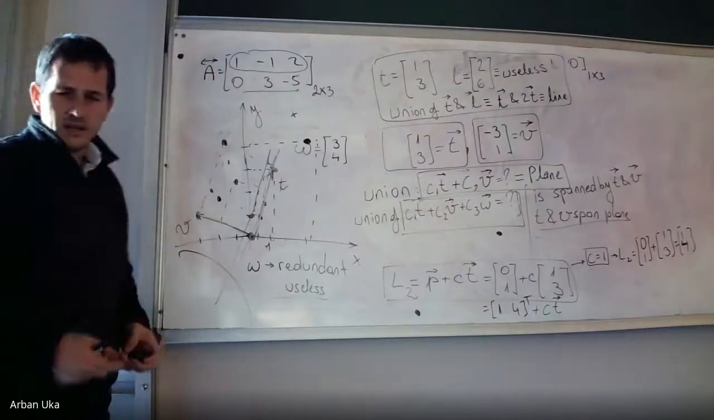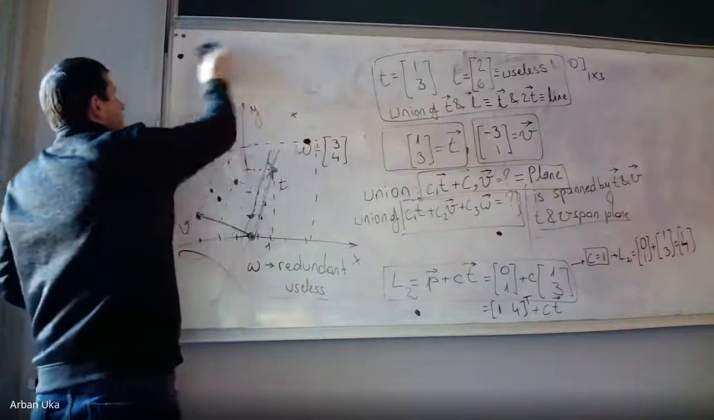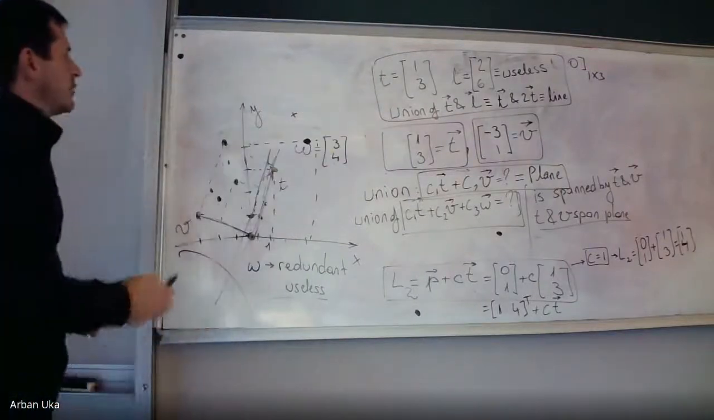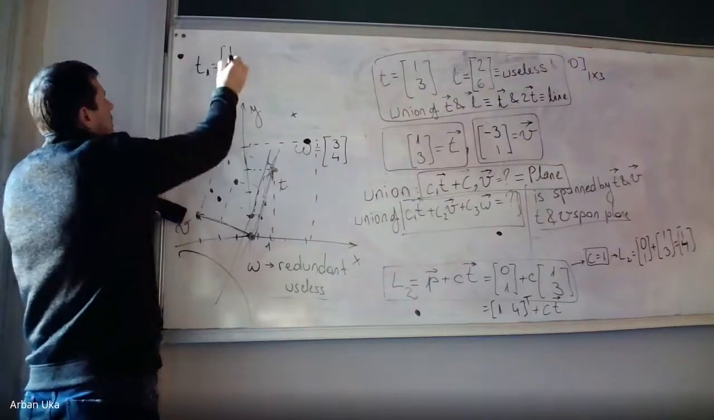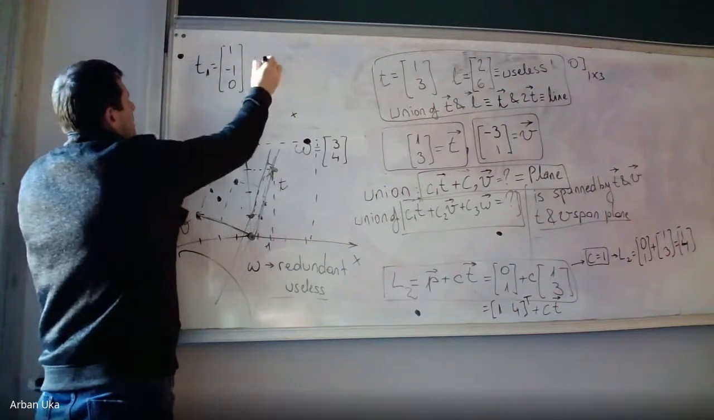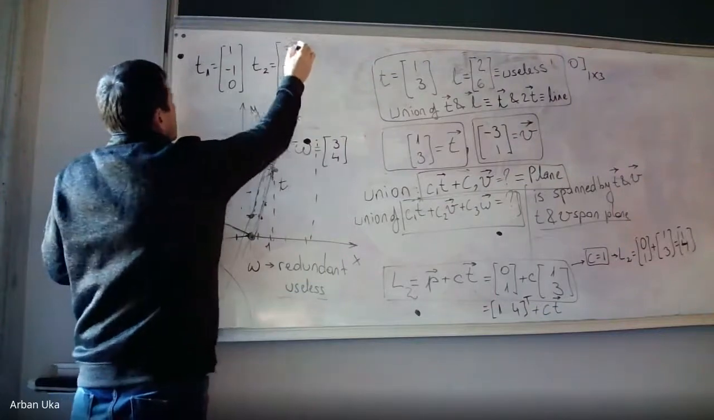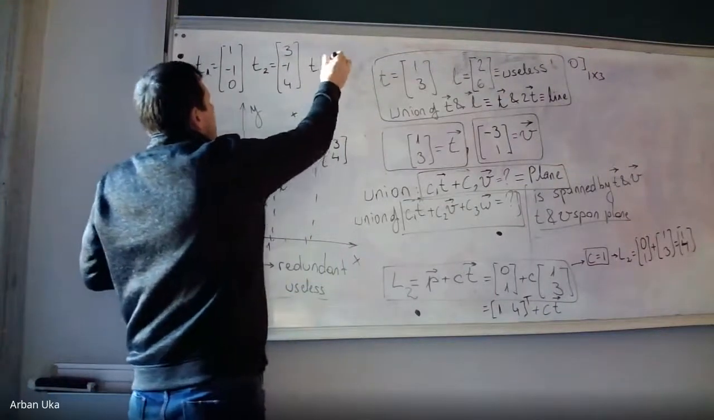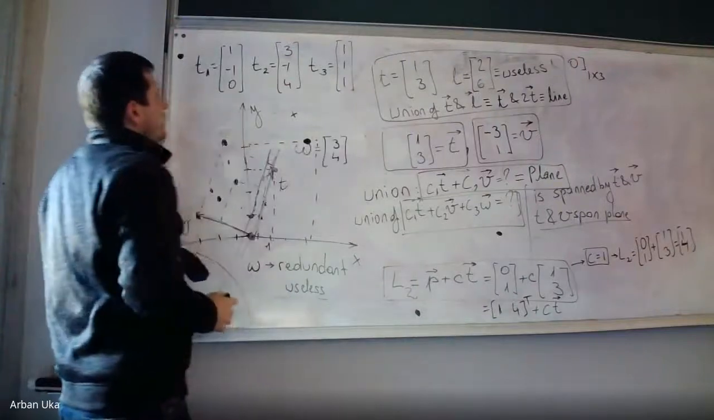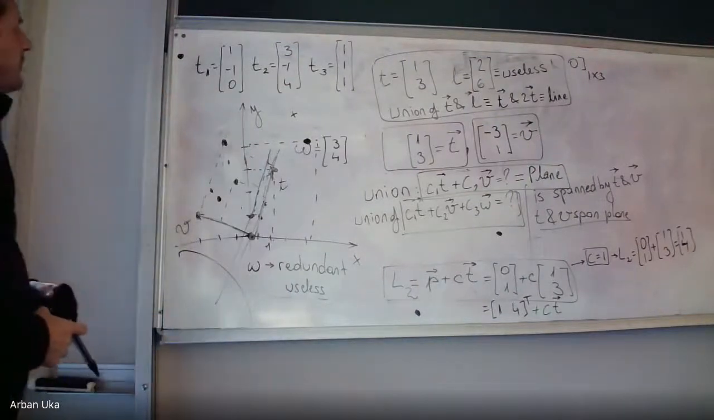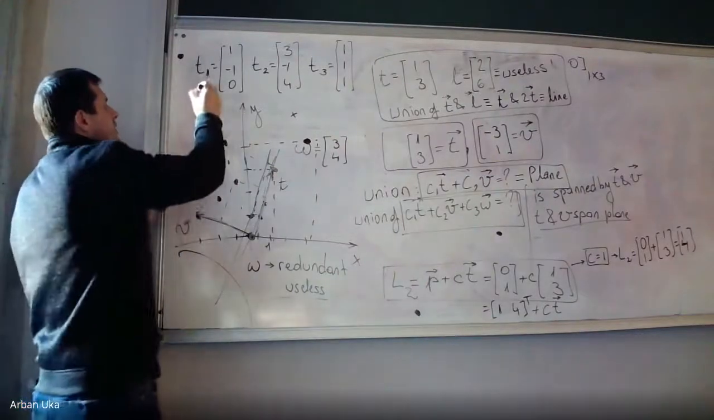So then we can try to generalize a little bit our discussion, which would be the following. Let's say that we have a vector T1, which is equal to 1, minus 1, 0. T2, which is equal to 3, minus 1, 4. And T3, which would be equal to 1, 1, 1. So this time, we can keep asking the same question. What could be the union of the first two vectors? Let's look at these two first.